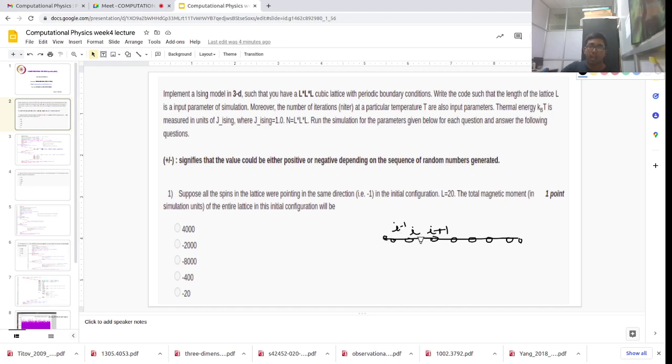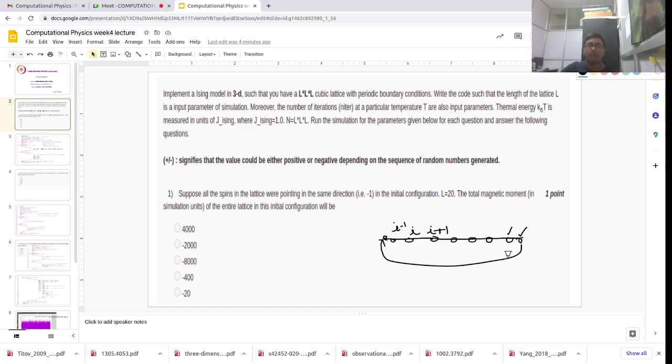But as you move to the termination points, let's say here, you will see there is just one nearest neighbor here. So periodic boundary condition tells us that for this particular case, this will be one nearest neighbor, and the other nearest neighbor will be this one, right? So this is the periodic boundary condition. Okay.